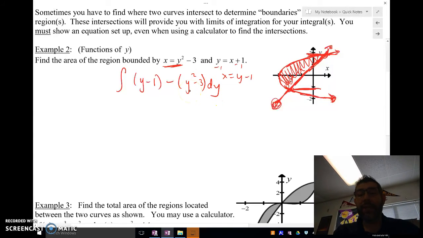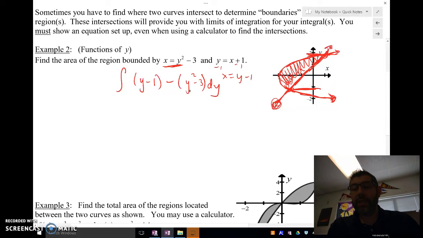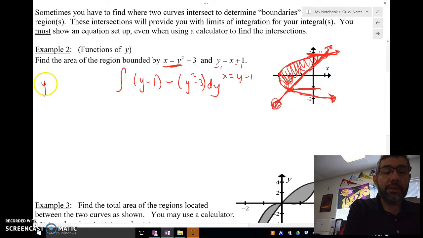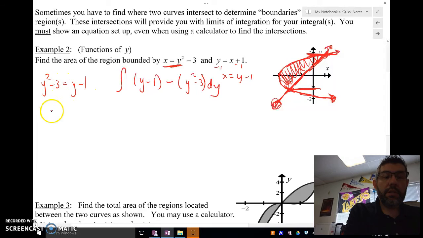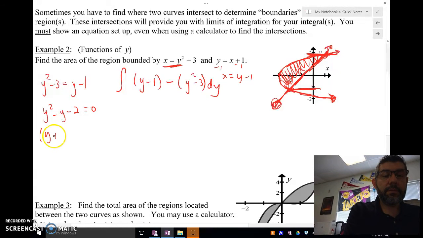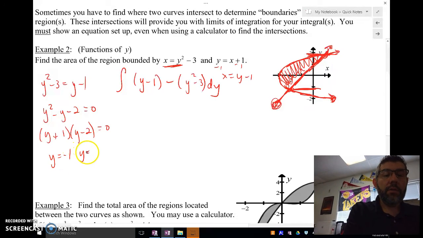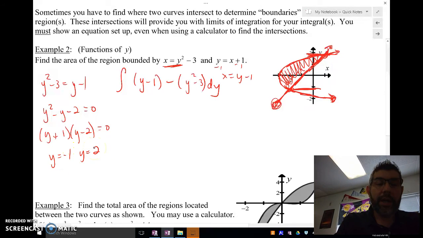So I have to find the intersection here, guys. So I can't just leave it alone. Sometimes you have to find the intersection. So I'm going to find that by setting the two equal to one another. y squared minus y minus 2 equals 0. Factor. And I get y equals negative 1, y equals positive 2. So my limits of integration are these right here. So I'm going to go from negative 1 to 2.